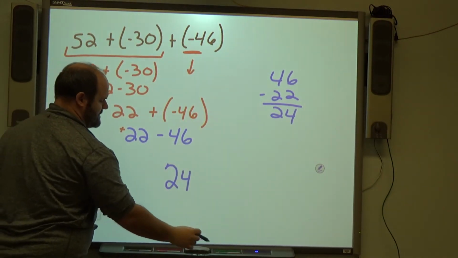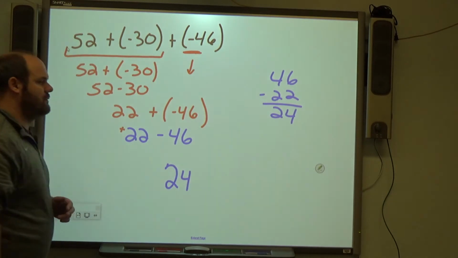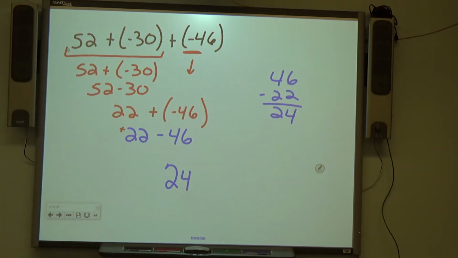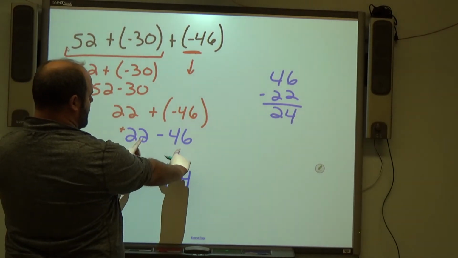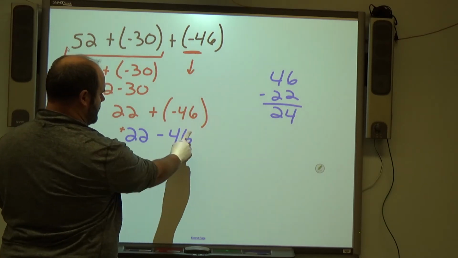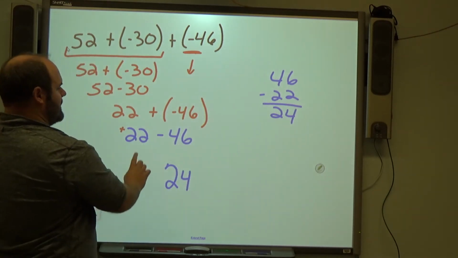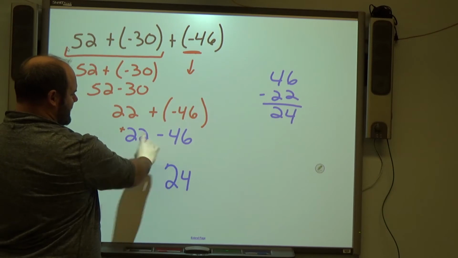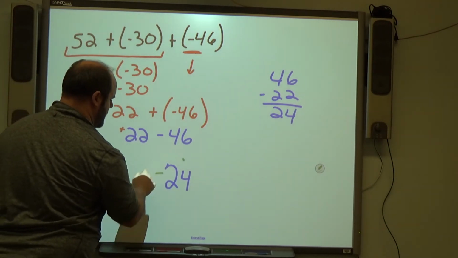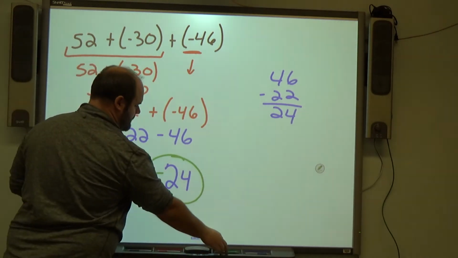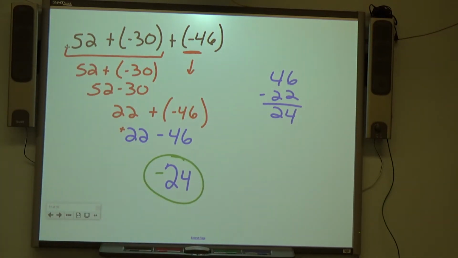Now remember, I am not done. Okay? I have to go back. Because I subtracted, my rule also said that I have to take the sign from the bigger integer. Well, what number is bigger, 22 or 46? Hopefully you said 46, because 46 is bigger than 22. The sign on 46 is a negative sign. So we have to bring that negative sign and attach it to our answer. And we end up with a negative 24.